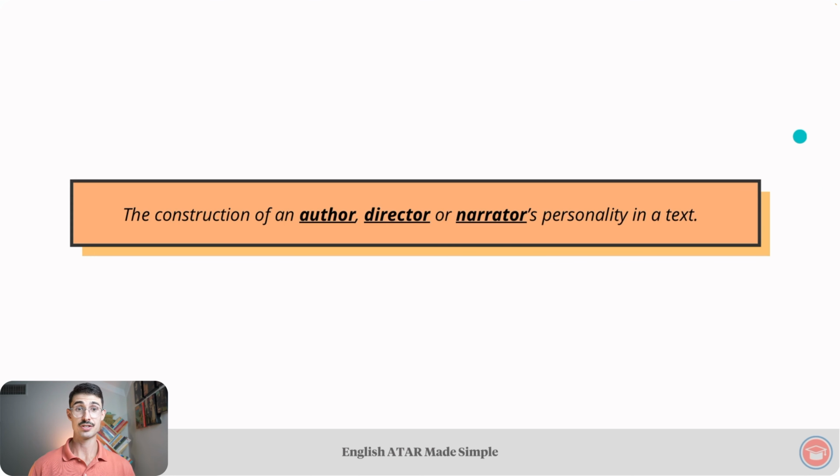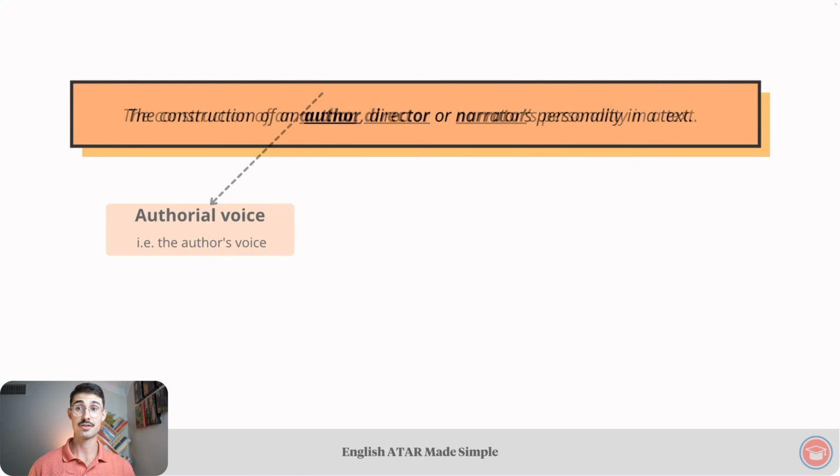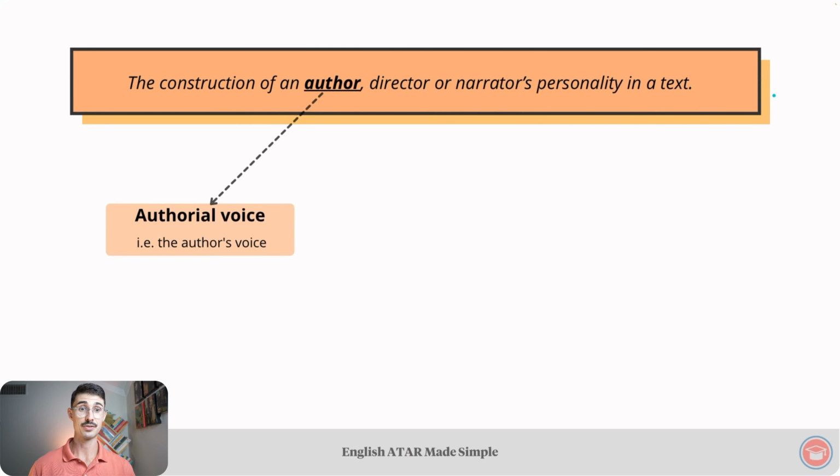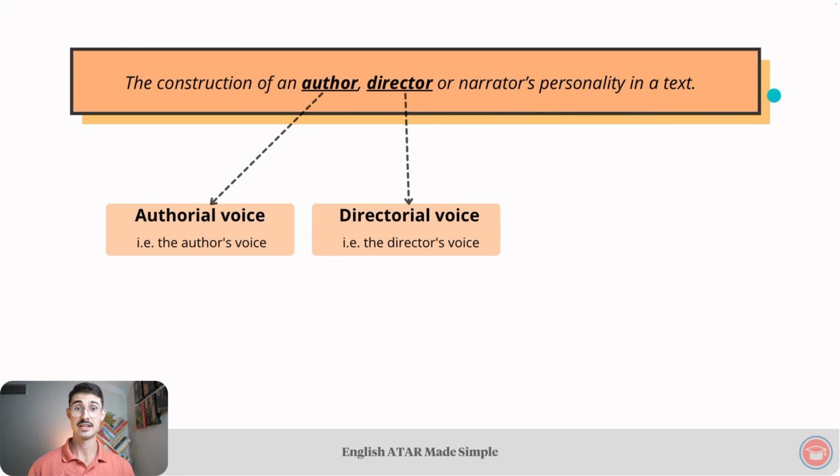This element refers to this part of the definition, the words author, director, and narrator. As we established at the beginning of the lesson, there are 3 types of voice. The first one is authorial voice, that refers to the author's voice. The next one is directorial voice, that refers to the director's voice. Just a quick side note about directorial voice.